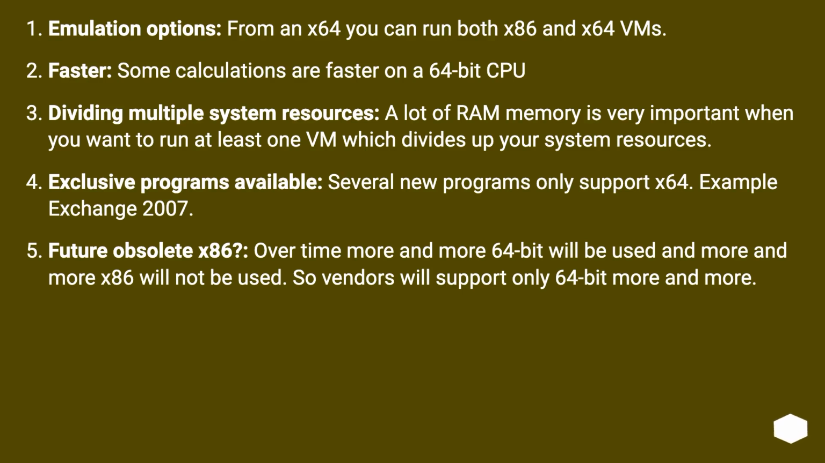Several new programs only support x64. Example, Exchange 2007. Future obsolete x86. Over time more and more 64-bit will be used and more x86 will not be used. So vendors will support only 64-bit more and more.